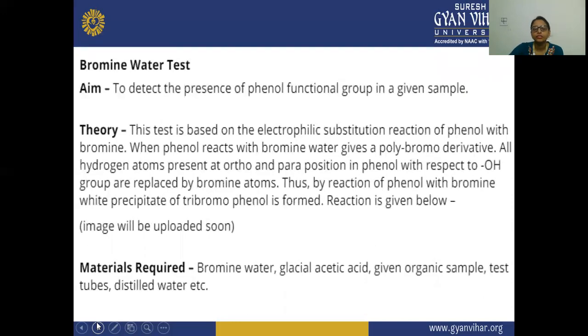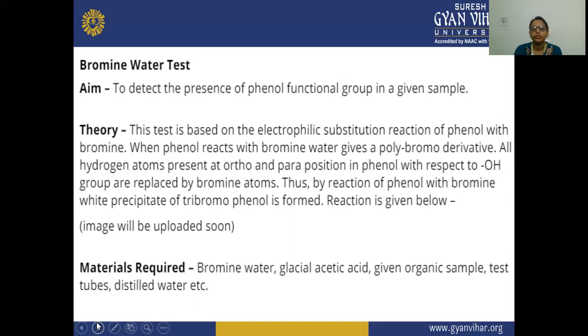Now the last test is the bromine water test. Here we are going to detect, the aim will be the same for all the 5 tests of phenol, the presence of the phenol functional group in a given sample. The theory is that this test is based on the electrophilic substitution reaction of phenol with bromine.